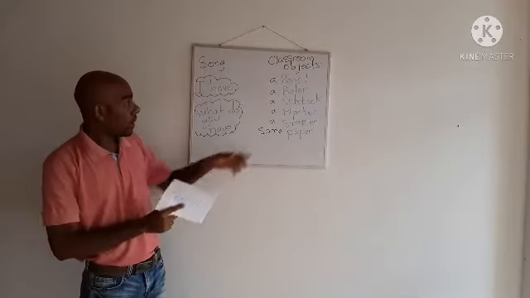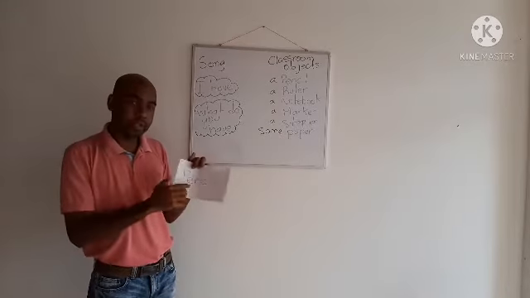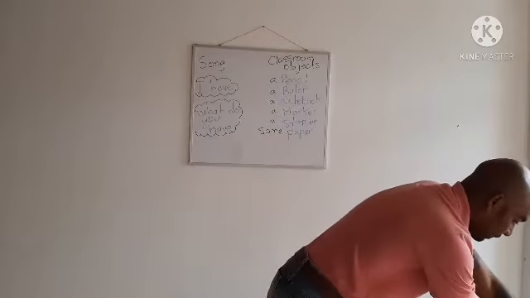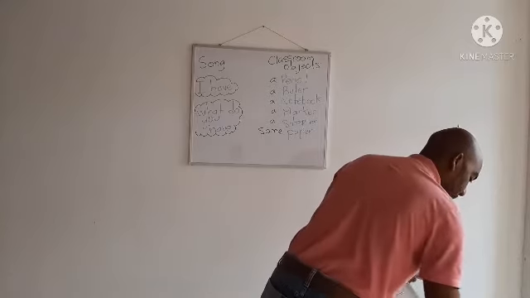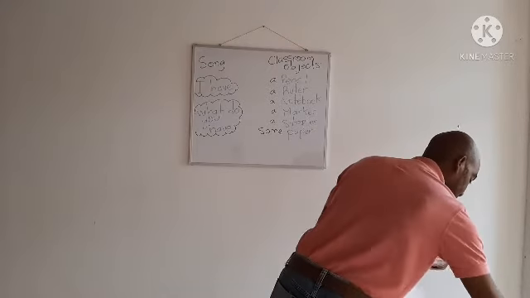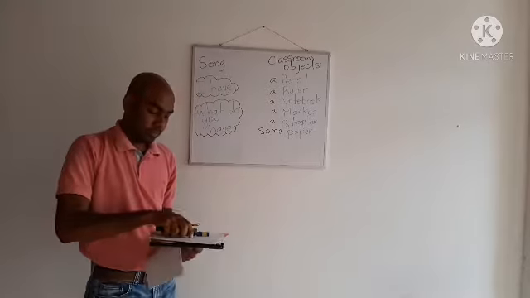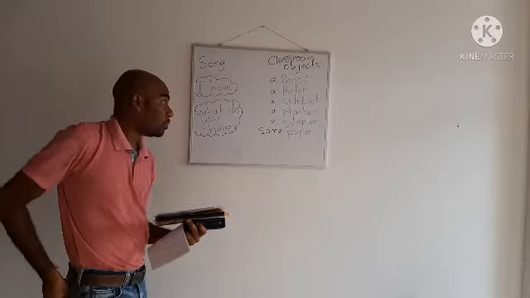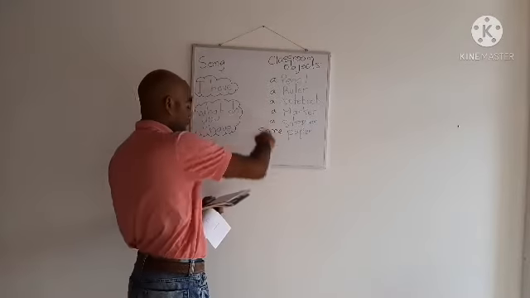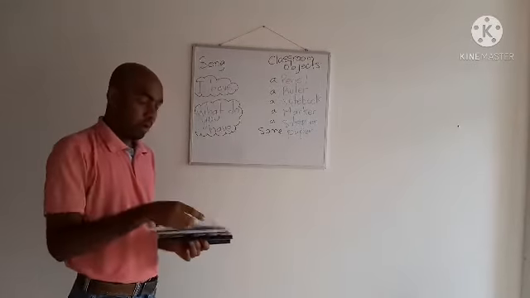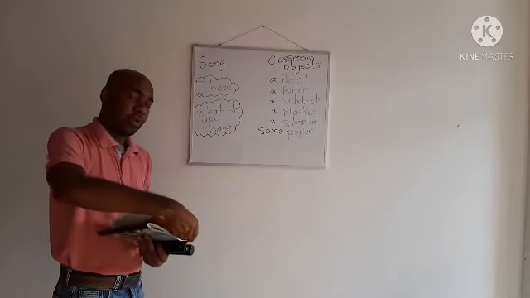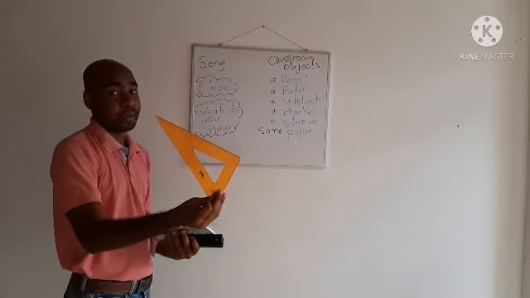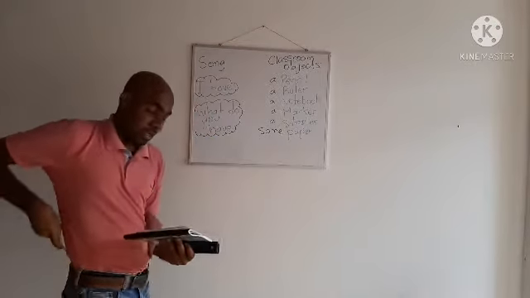Number 1. A pencil. A pencil. Entonces, tenemos acá a pencil. Number 2. A ruler. A ruler. ¿Saben qué es una ruler? Una regla. Bueno, más cuadra porque no tengo regla.